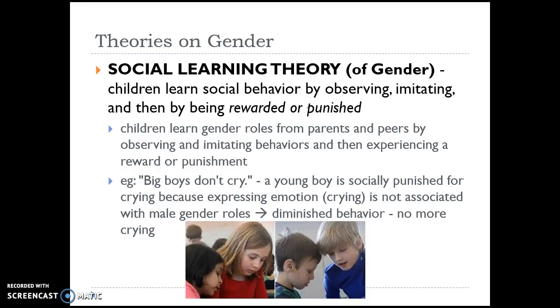If you want to think of another example of being rewarded, and these are all very simple examples, a girl goes into the kitchen and sees her mom cooking and wants to help. And the mother says, oh, you're just my little helper. You're such a good little girl. You'll grow up to be a great mom one day. Well, she's been rewarded for participating in that gendered behavior. So she'll start to associate cooking and being in the kitchen with the female gender. And again, these are very simple examples, but they work to illustrate the social learning theory.